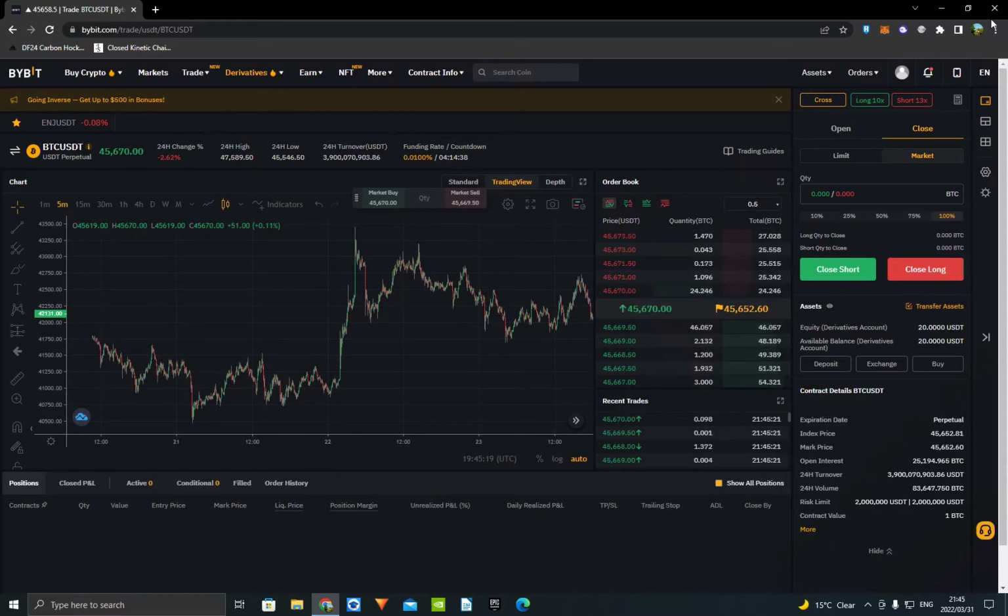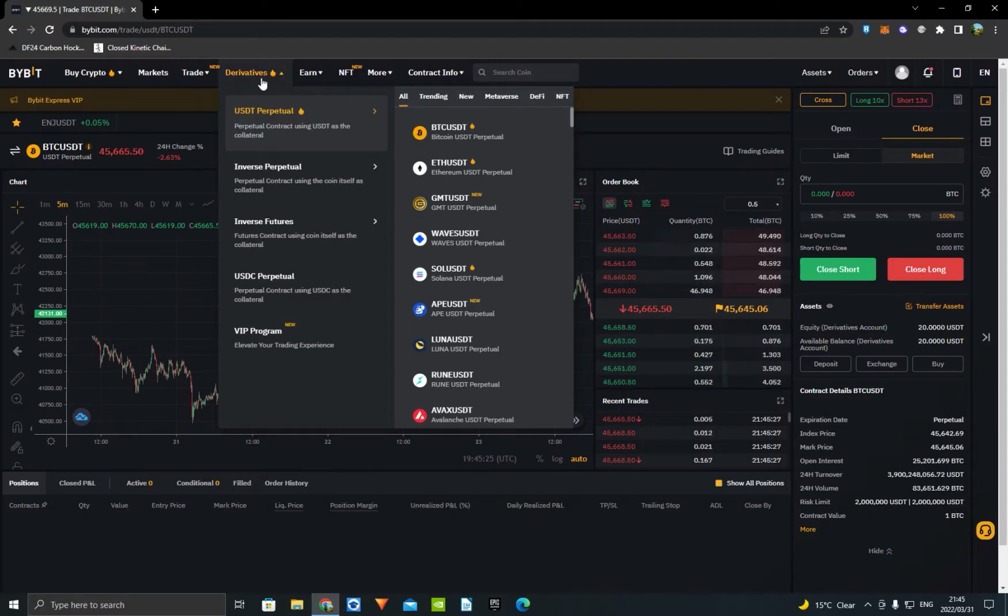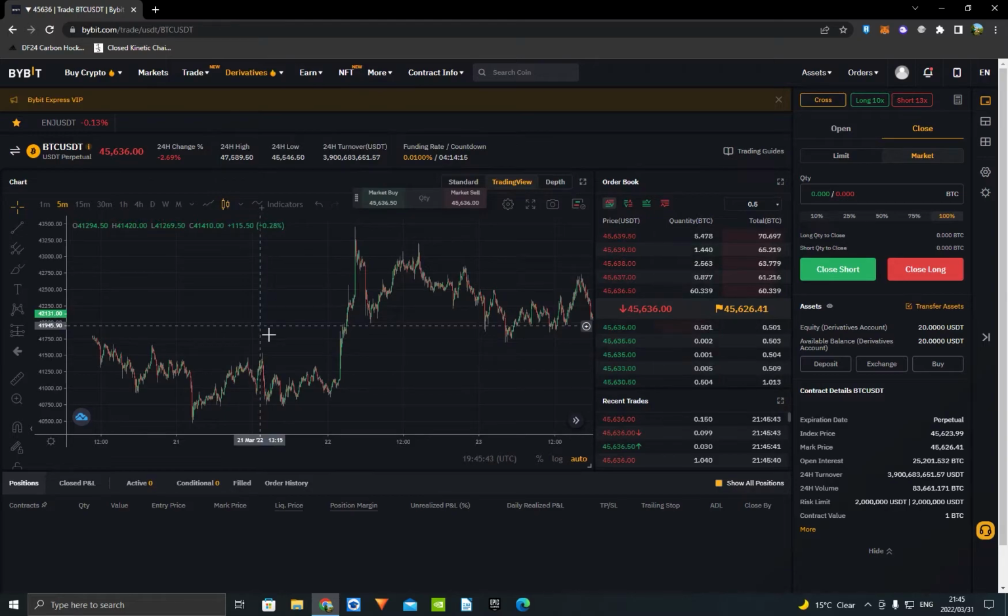So now what you want to do is go to the derivatives, go to USD perpetual, and go to BTC as USDT. Now you're going to come to this page right here. The indicators that we're going to use are only the EMA, 3 EMAs. This is a really simple strategy. It is really easy to use.